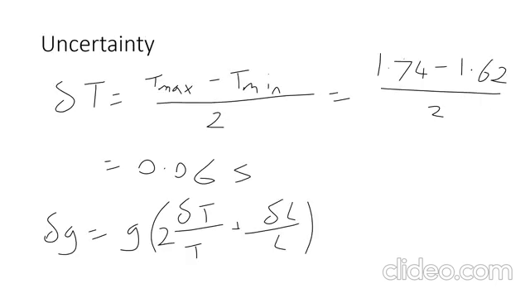Now, the uncertainty for the period is equal to the maximum period subtracted by the minimum period divided by 2, or in this example, 1.74 minus 1.62 all divided by 2, or 0.06 seconds. And the uncertainty for gravity is calculated as the value for gravity multiplied by twice the relative uncertainty for the period, because gravity is derived from period squared, and this is added to the relative uncertainty for length.